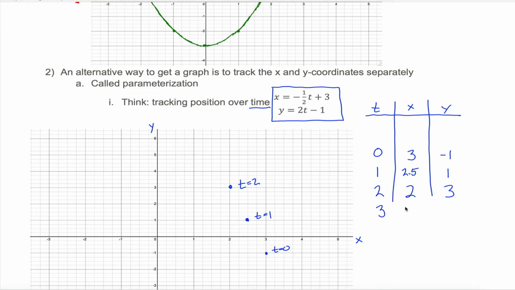So at time 3, this would have ended up being 1.5, and at time 4, this would end up being 1. And I can work backwards to figure out at time negative 1, my x-coordinate would have been 3.5, and at time negative 2, my x-coordinate would have been 4.